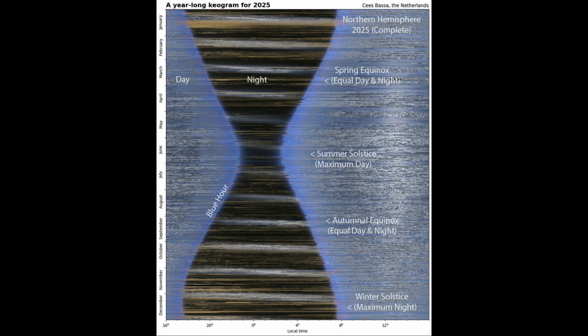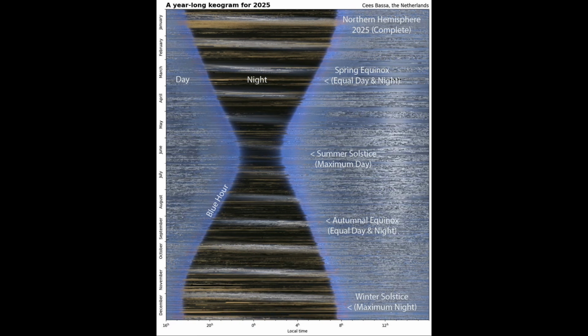Now, the seasonal effects are also labeled there. We can see the summer solstice where it pinches in at the center. And we can see the two equinoxes, the spring equinox up above in March, the autumnal equinox down there in September, and then the maximum night we see down at the bottom, the winter solstice, which would be the longest amount of darkness that we have.